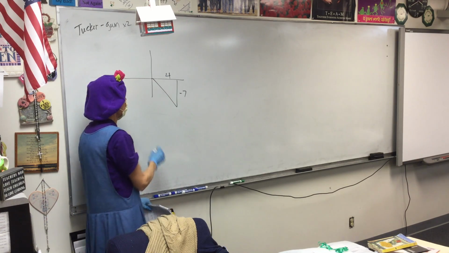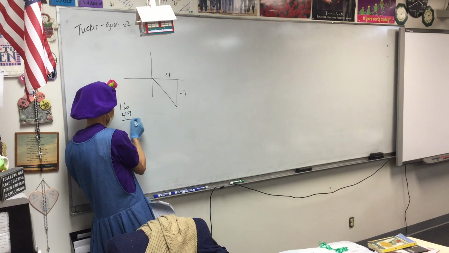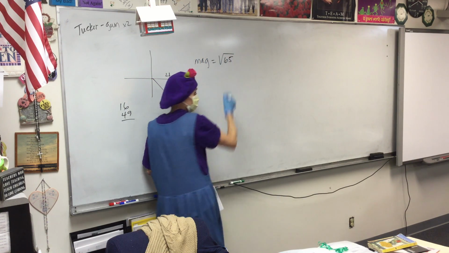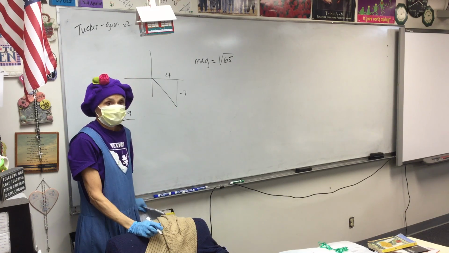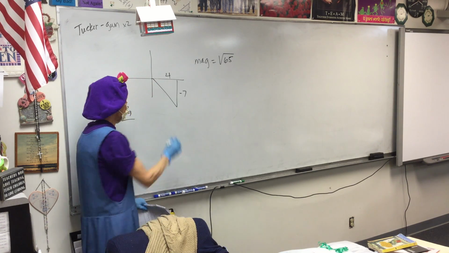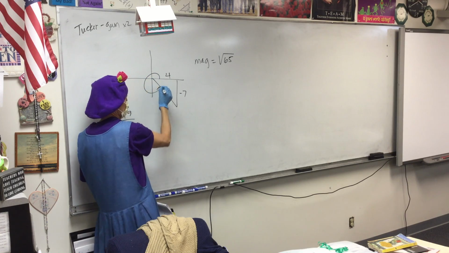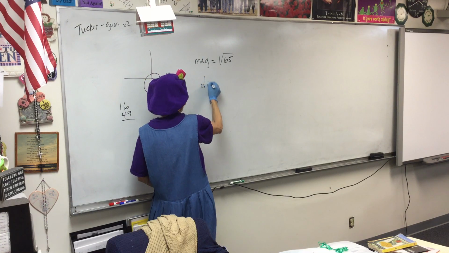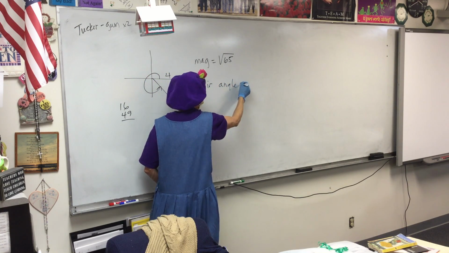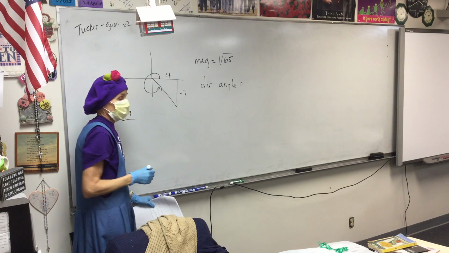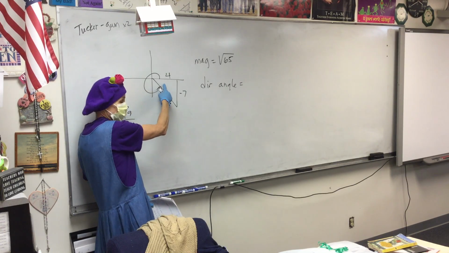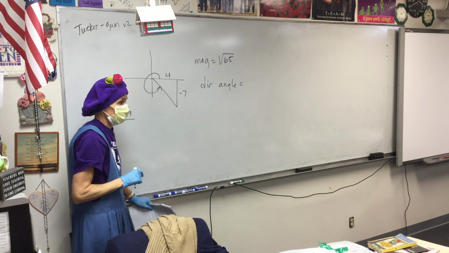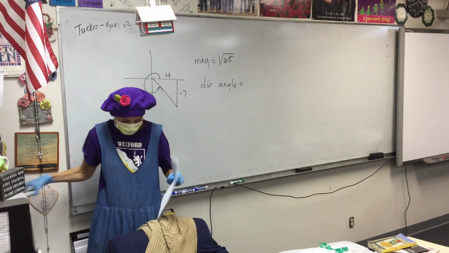Pythagorean theorem, that gives you your magnitude. So the magnitude is √65. Now this is the direction angle. This is going to be the actual answer where it says direction angle. But we're not going to find that one first. We're going to find this one first, right? And how do we do that? How do we find that angle right there? We use our calculators. What do we type in?